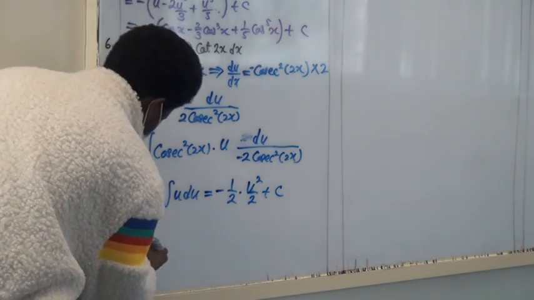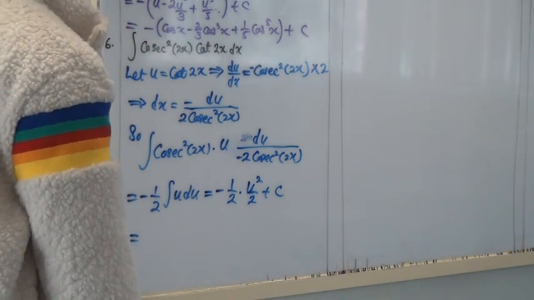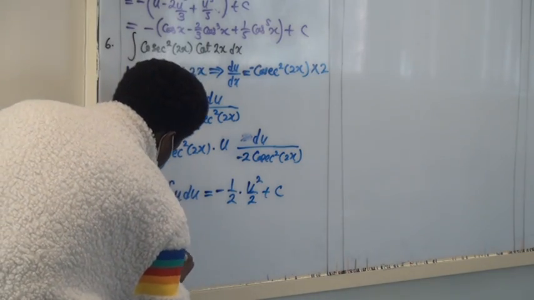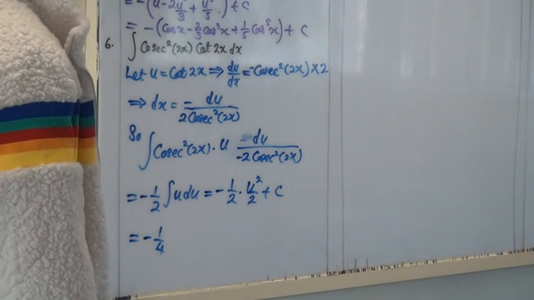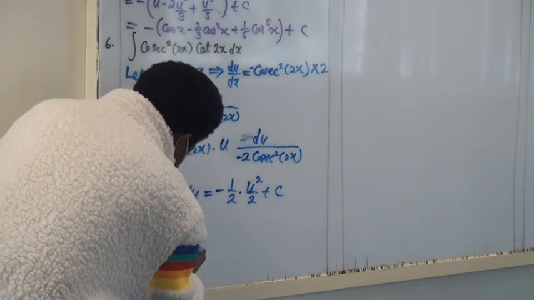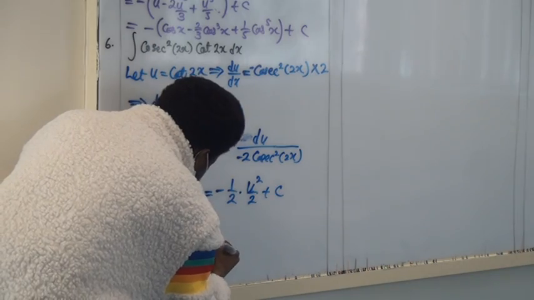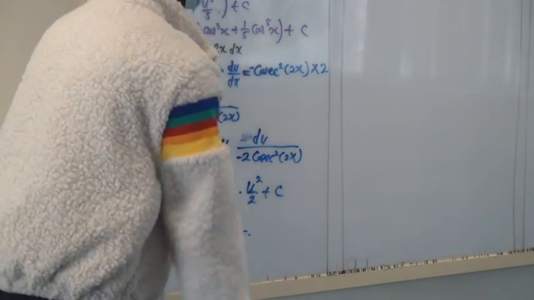So let's substitute back. Final answer will be what? Negative 1 over 4 u squared. Final answer now: negative 1 over 4 cot squared 2x plus C.